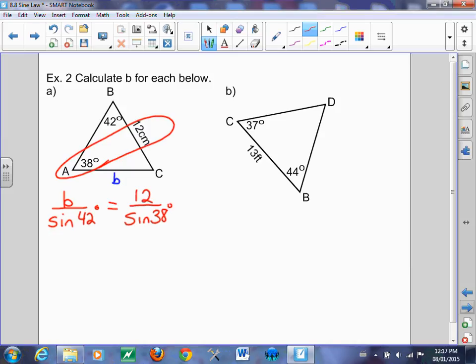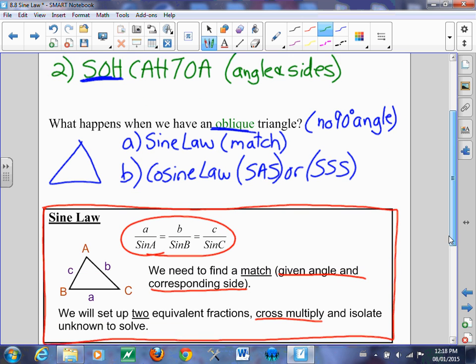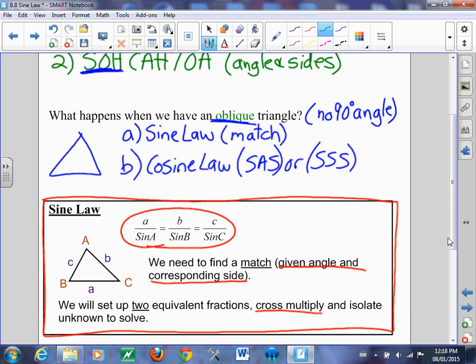For those who have trouble getting started because you don't see where that comes from, what I'm doing is taking B over the sine of B equals A over the sine of A. If you go back to that formula we had on the previous page, we're using the B side and the A side, so we're ignoring the C side.